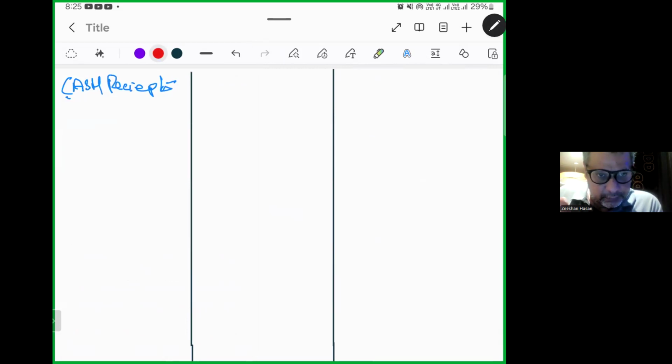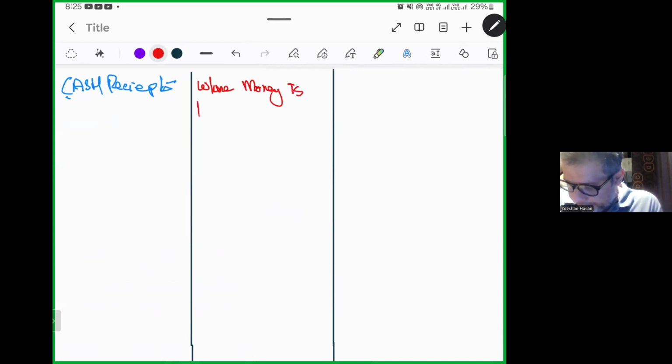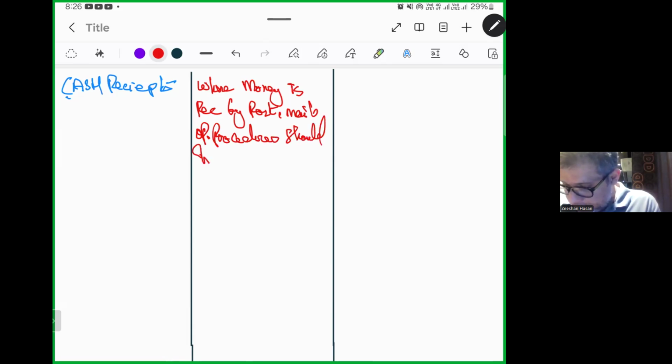Then our internal control examples for this are: where money is received by post, mail opening procedures should include two staff members, and that will be the application of segregation of duties for us. Okay.